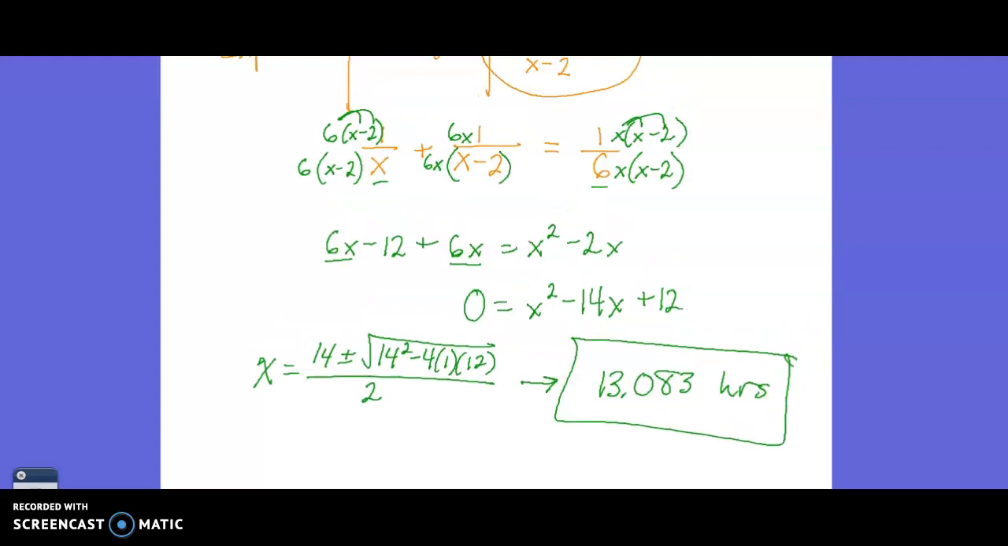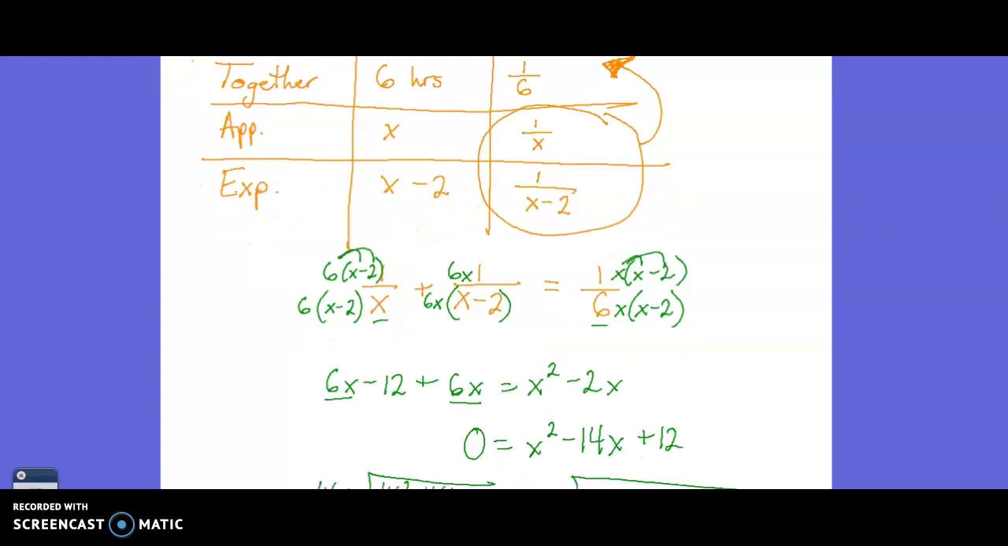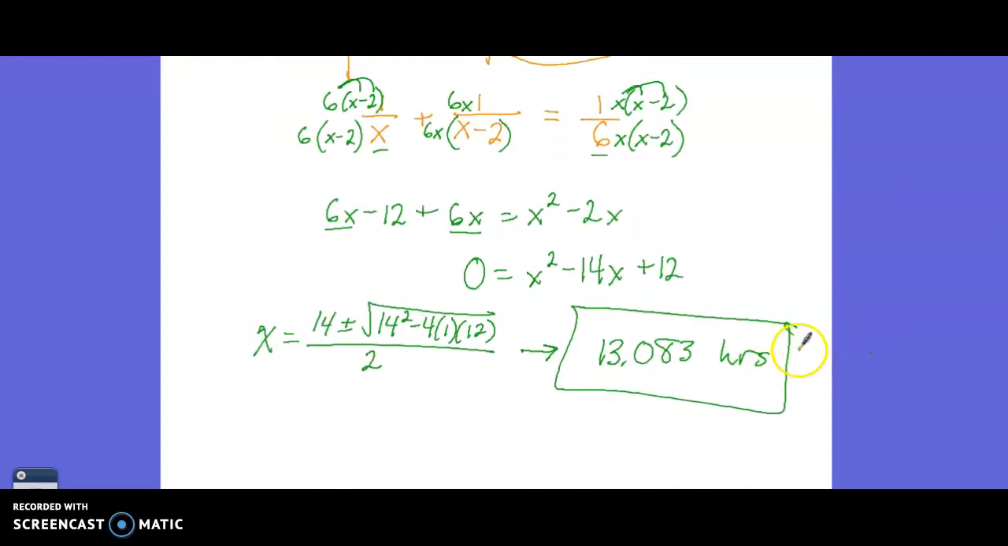And because I called x the apprentice, the experienced worker can work 2 hours faster. So this would be the apprentice. The experienced would be 2 hours faster, so could complete a job in 11.083 hours. And there you have it.